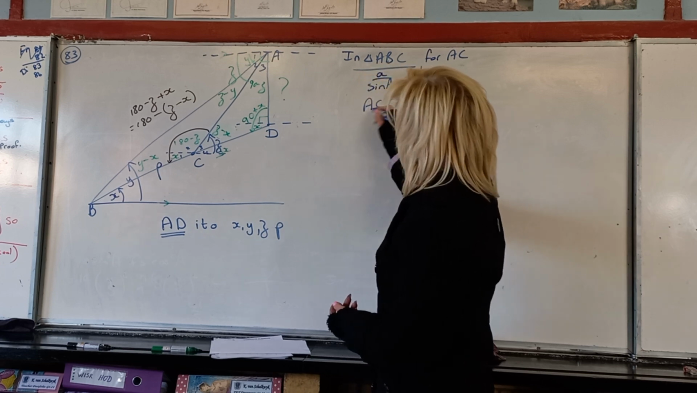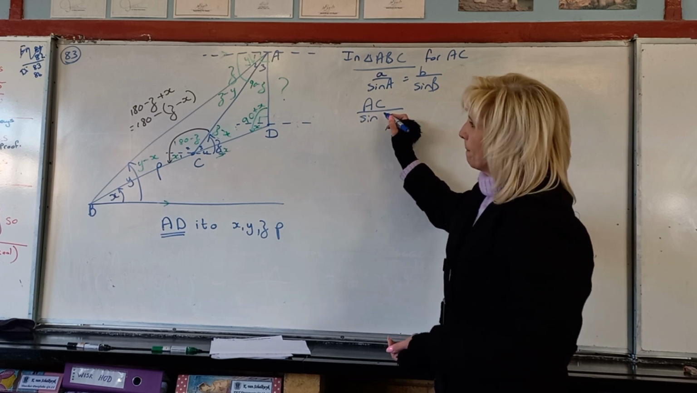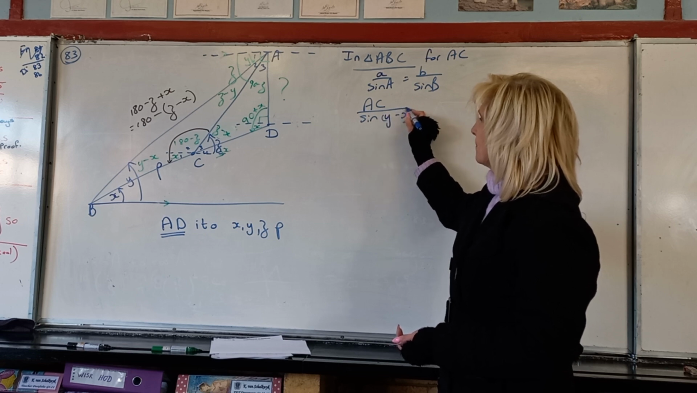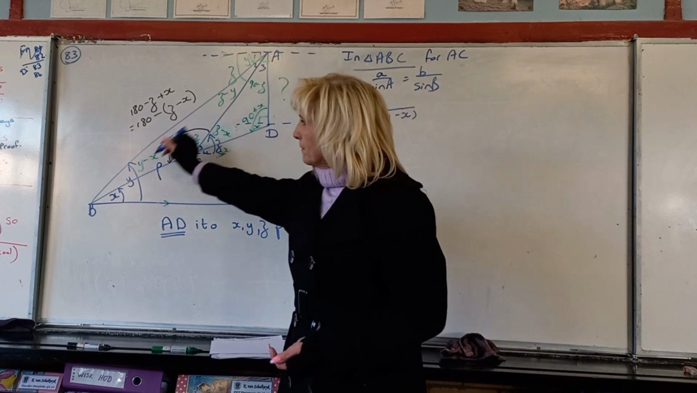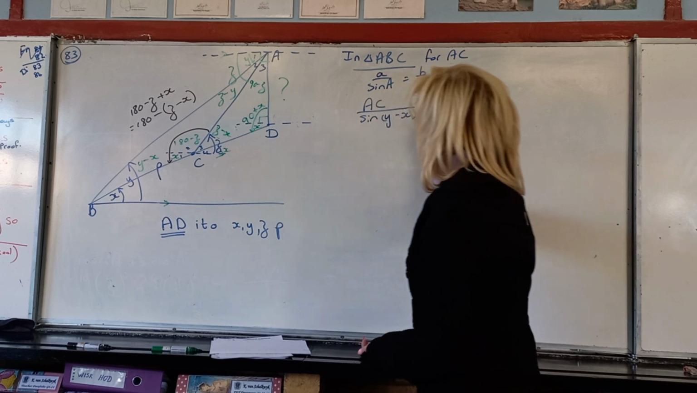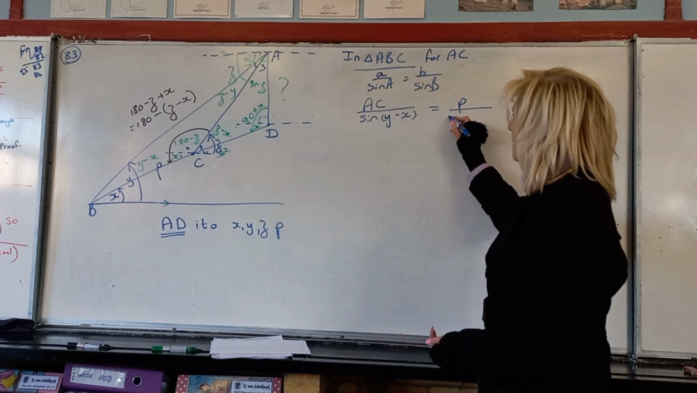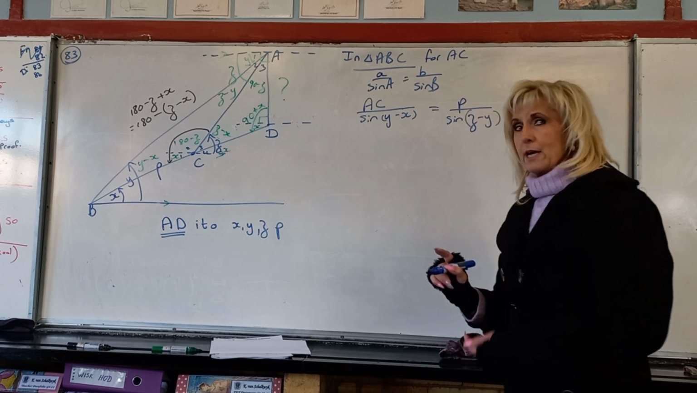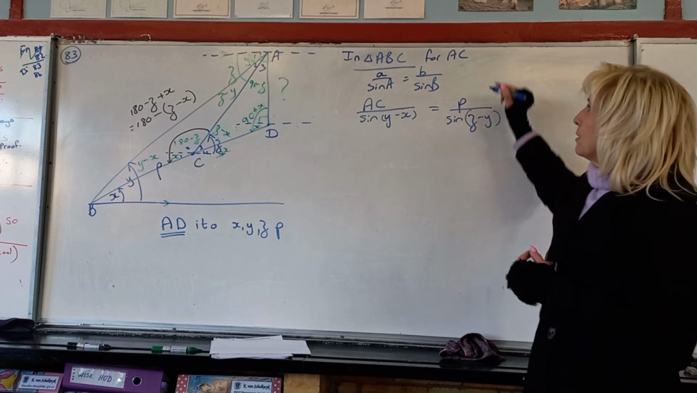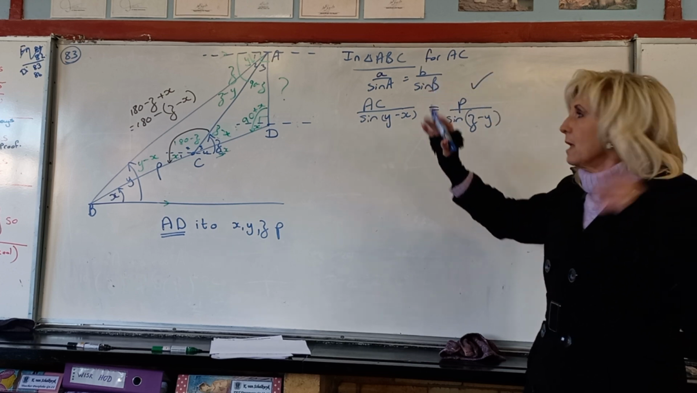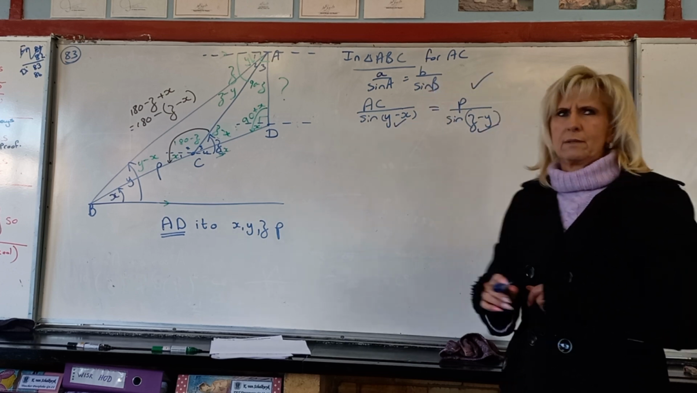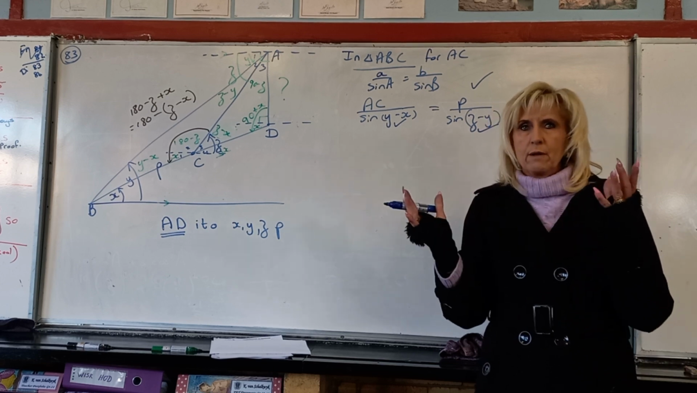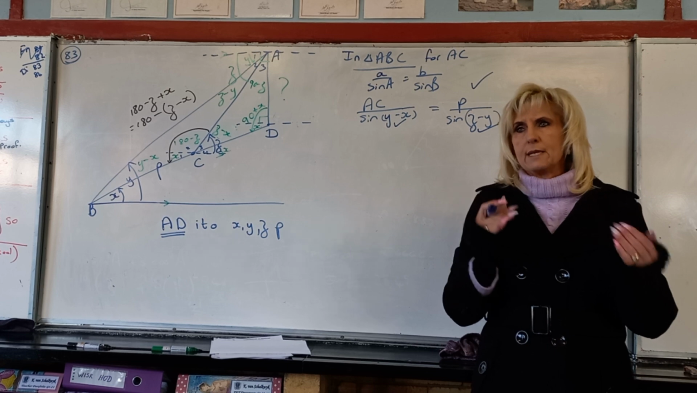I'm finding AC over sin of y minus x. Guys, are you with me? AC over the sin of its opposite angle. The side that I have is P over the sin of Z minus Y. Now guys, when you are given marks for this, it'll be for the sin rule. For angles as well, because you did a lot of hard work to get to those angles. So it won't just be one mark for working with the sin rule, like in the easier stuff.